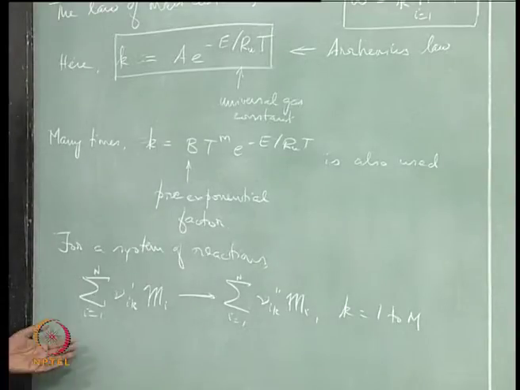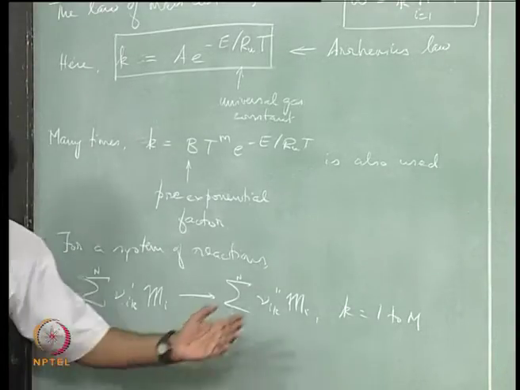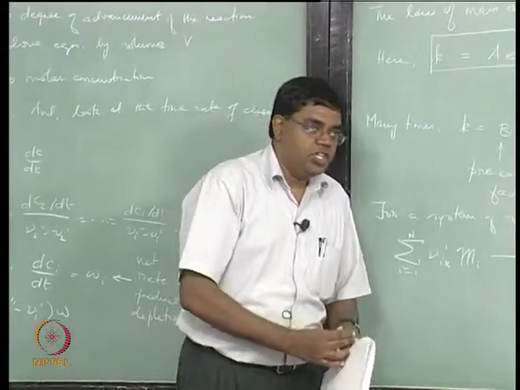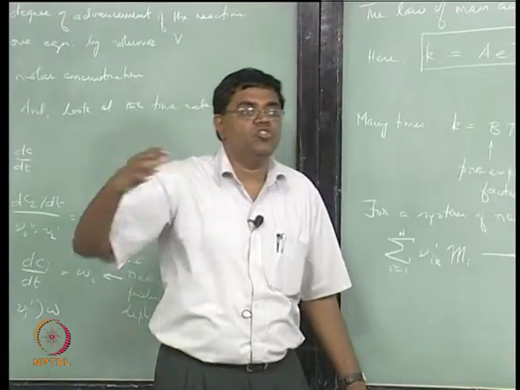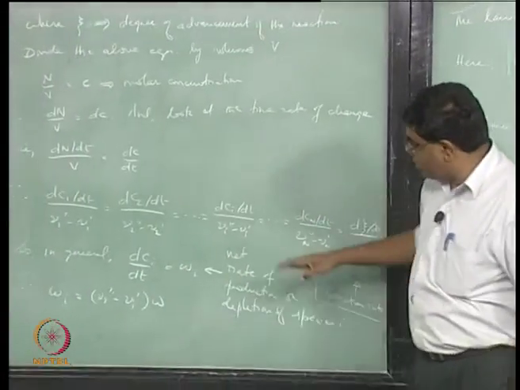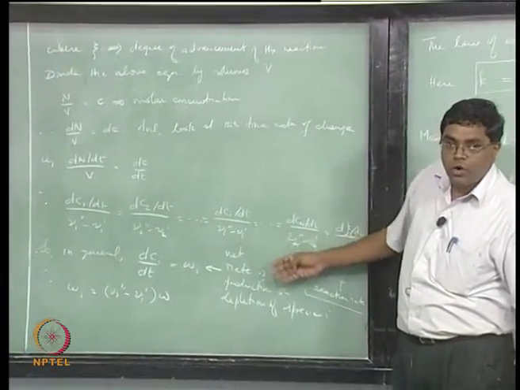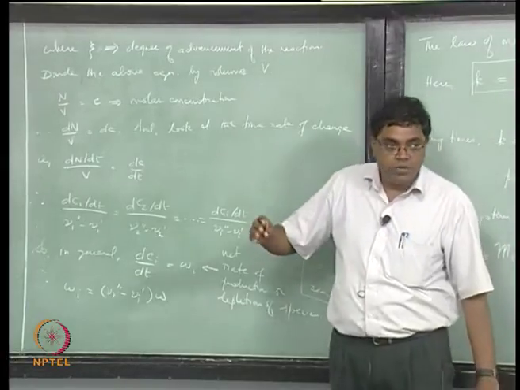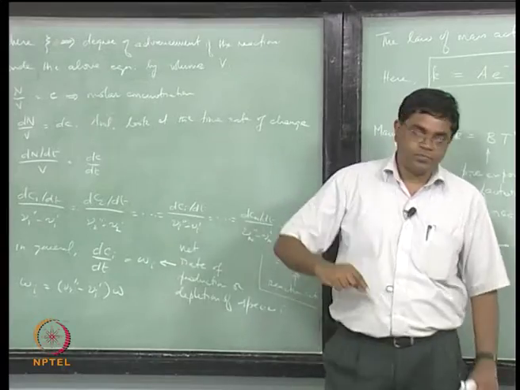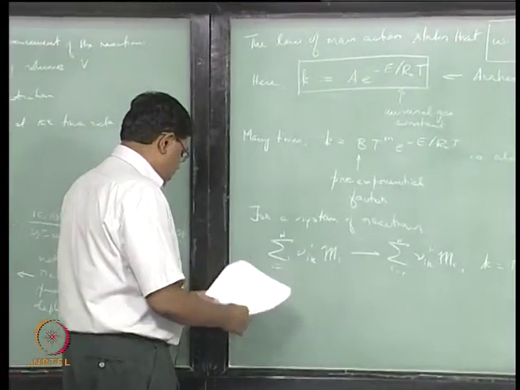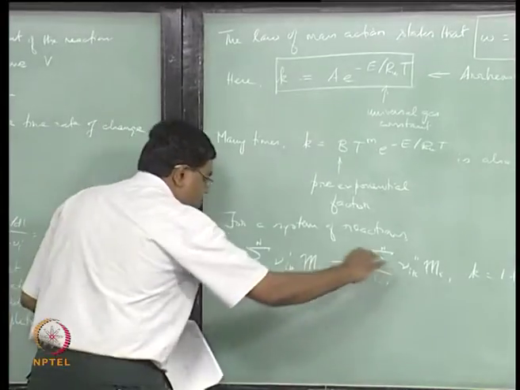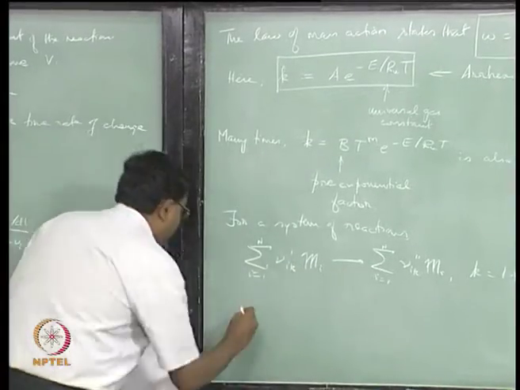Why would you worry about a system of reactions or a multi-step chemistry? The reason is, as I told you some time back, a species that is produced in one reaction could be consumed in another reaction. So the net rate of production or depletion of a species will now be dependent on how much is produced in each of the chemical reactions, right. So that's what we are going to keep track of.